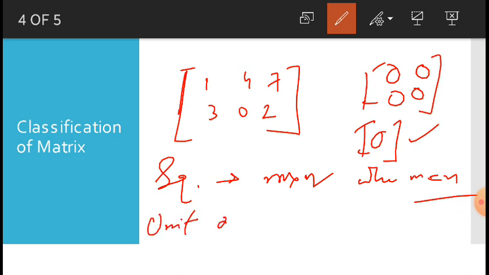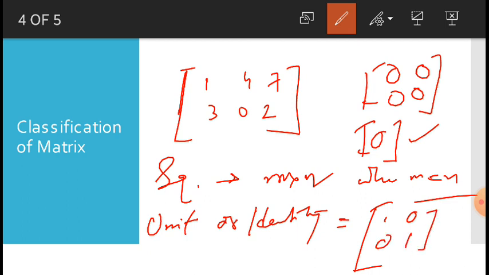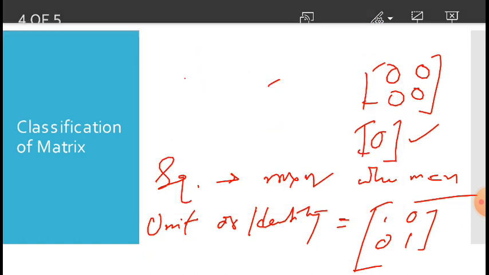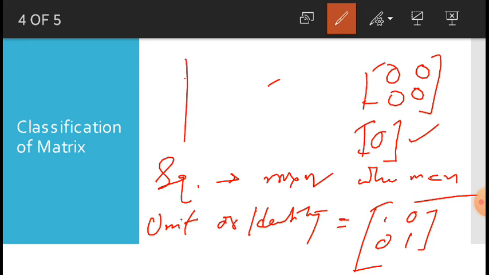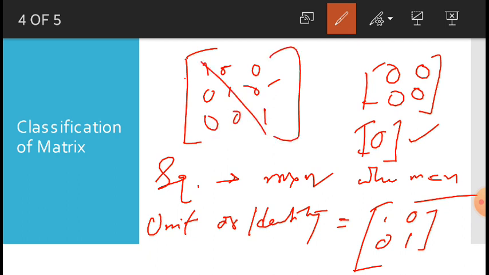Now the unit matrix, this is quite an important thing. Unit or identity matrix is nothing but a matrix where the diagonal elements are all 1 and all the other elements are 0. So this is 1 0 0 1, this kind of thing. Another one, if we consider 3 by 3, that is 1 0 0, 0 1 0 and 0 0 1. So you can see that the diagonal elements are 1 and all the other elements are 0. This kind of matrix is called an identity matrix or unit matrix. Okay, so this is the classification of matrices.